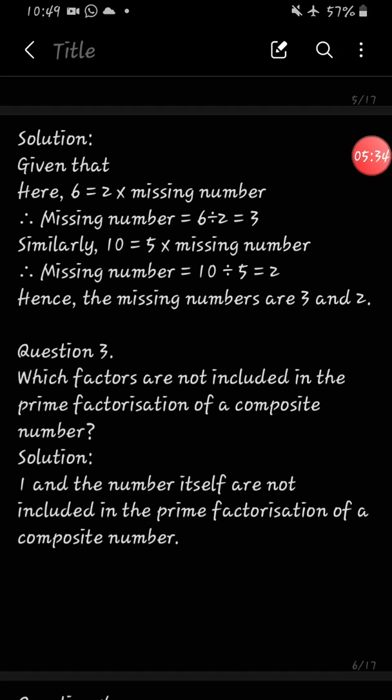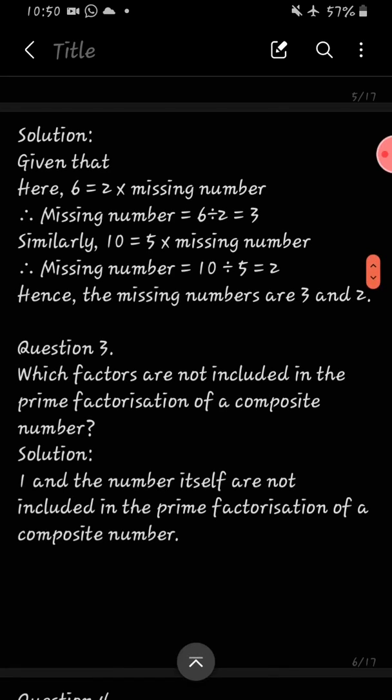So here is the solution. Given that 6 is equal to 2 into the missing number. So the missing number is what? 6 divided by 2, we are getting 3. The one answer is 3. Similarly, 10 is equal to 5 into the missing number. So the missing number here is 10 divided by 5, 2. So both the answers are 3 and 2. You do the next part by yourself.